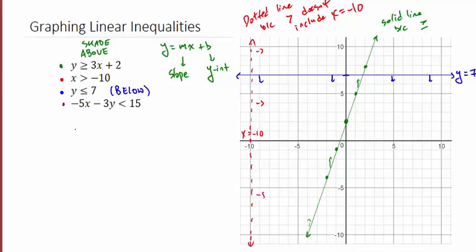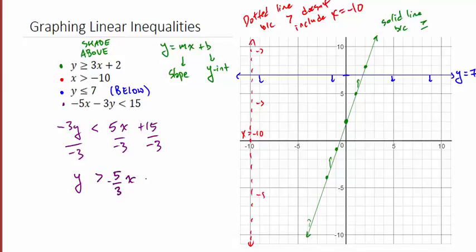And the last one we'll do in purple. It's the hardest one. We have to rearrange it a little bit. Usually it's best to put it into slope-intercept form. Notice what happens if I divide by -3, I have to reverse my inequality sign. So anytime you multiply or divide by a negative, your inequality will reverse which direction it's facing.